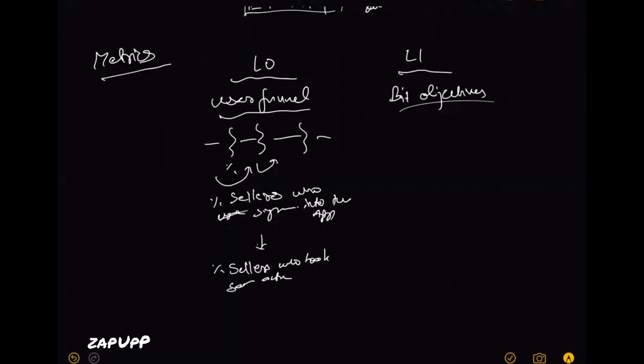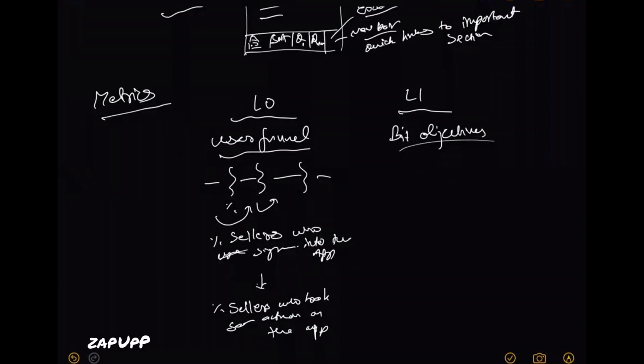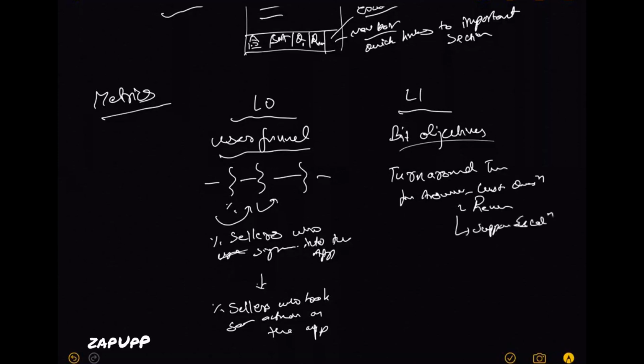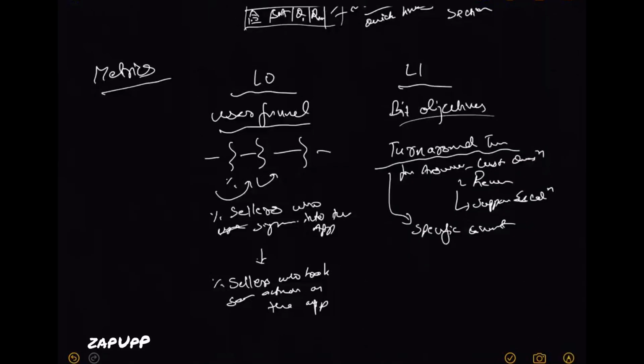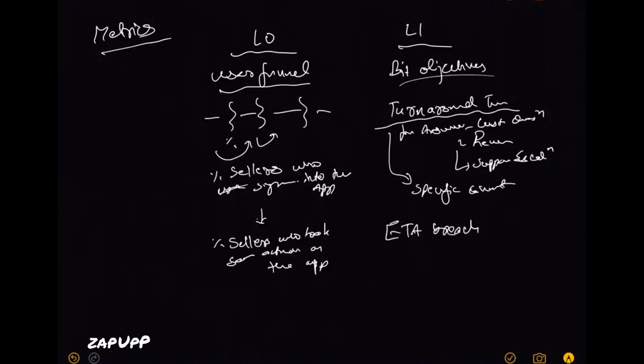And our L1 metrics would be everything that ties back to the business objective. So our L1 metric would be whether the turnaround time for answering customer questions or responding to customer reviews or responding to support escalations, whether there has been any improvement in this turnaround time or not. Again, only for the specific cohort. Yeah. Because if there isn't any improvement, that means there's something which is wrong and we might have to solve that thing first. Right.